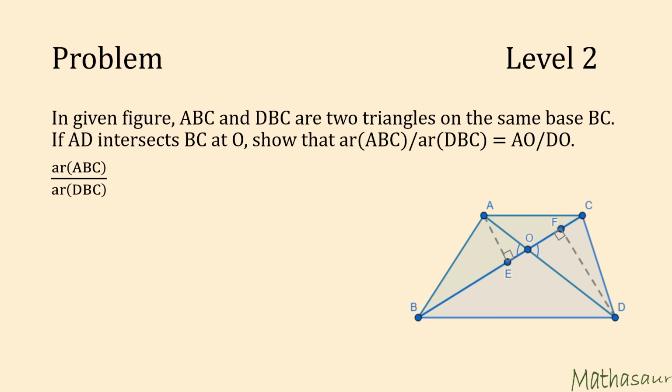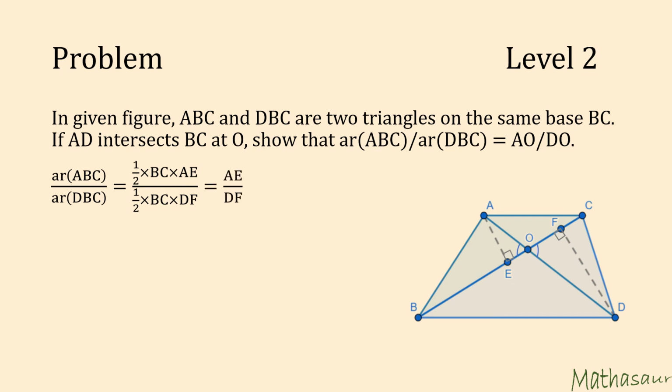Now, let us write area of ABC divided by area of DBC. So applying half times base times height, we see that area of triangle ABC is half times BC times AE. And area of triangle DBC is half times BC times DF. Upon simplifying, this is equal to AE by DF. Let us call this statement 1.